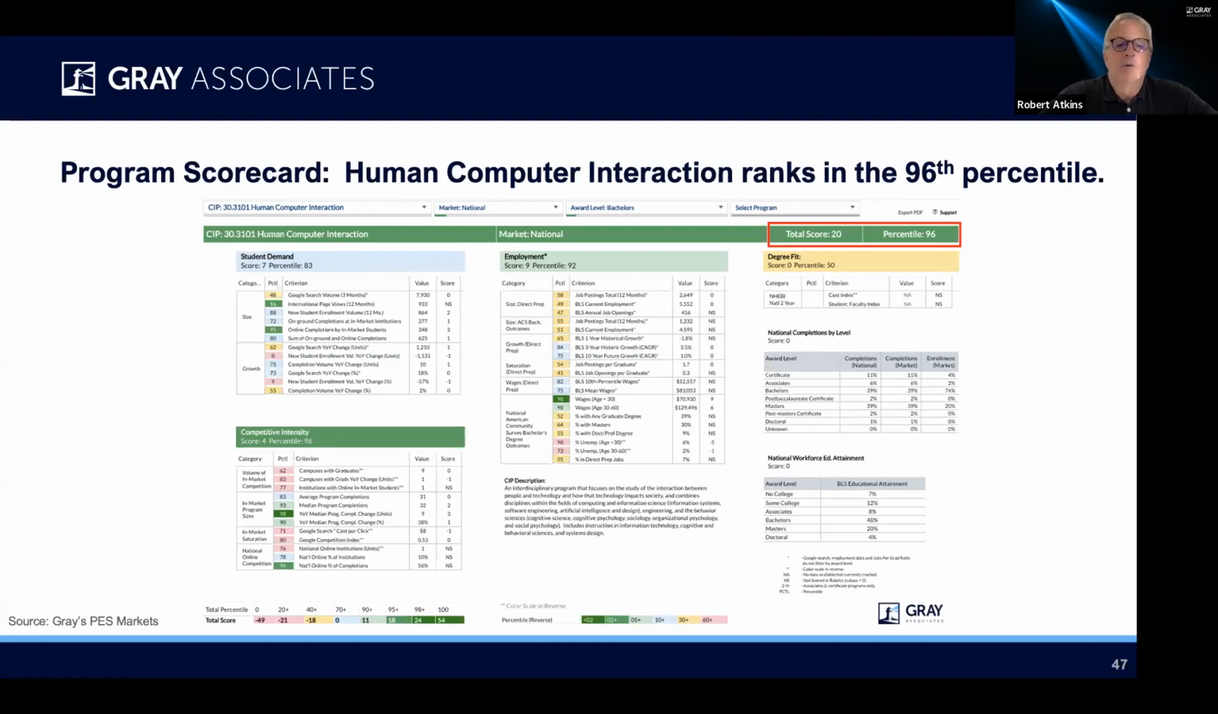Employment looks good, light green. Competition looks very good, dark green. And student demand is in the blue, 83rd percentile, which to me is kind of a meh. Now, let me explain why I say that, because 83rd percentile doesn't sound bad. But if you're in that program, I would say then you're probably in fairly good shape.